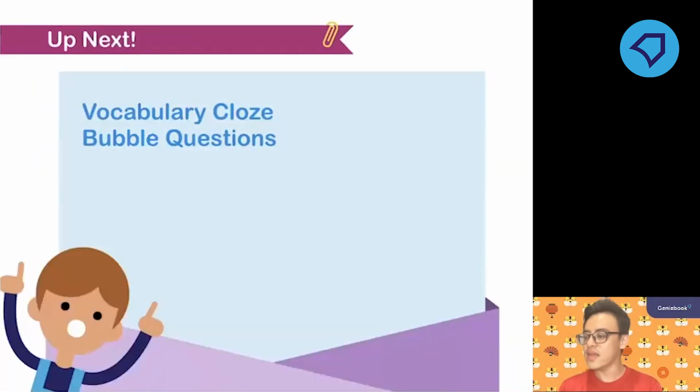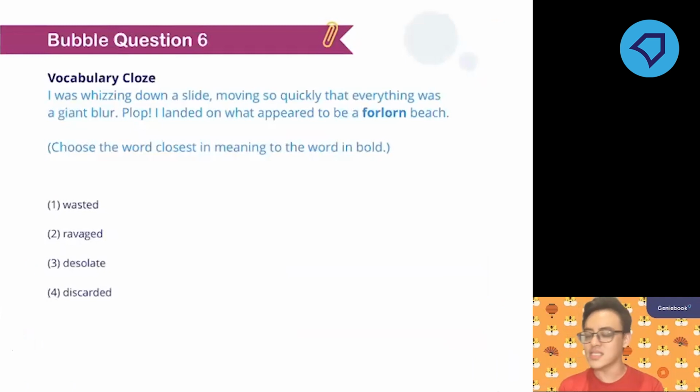Okay, we have 10 minutes for 10 questions. Let's run. I was whizzing down a slide. I was moving so quickly that everything was a blur, but plop, I landed on what appeared to be a forlorn beach. Okay, question number 6. Boys and girls, what's the meaning of forlorn? I'll give you 45 seconds, because we don't have that much time.